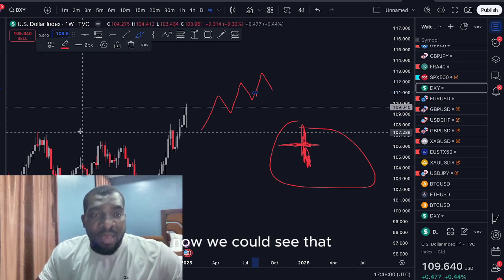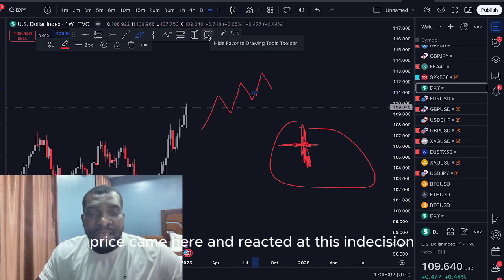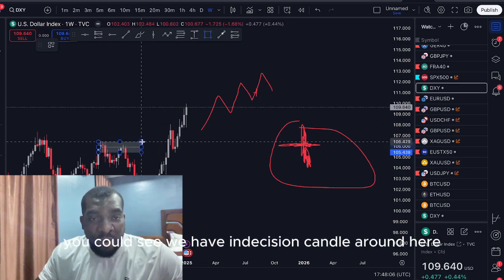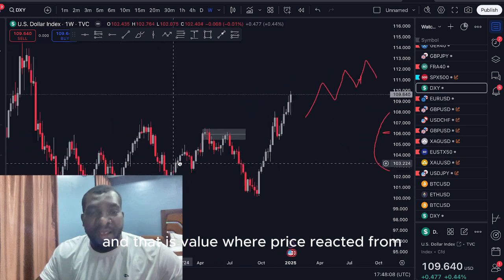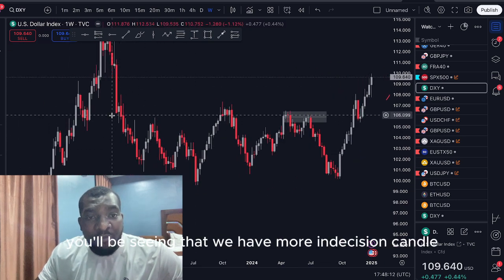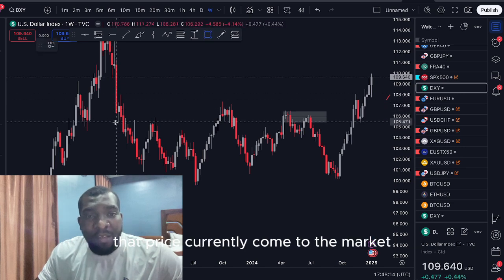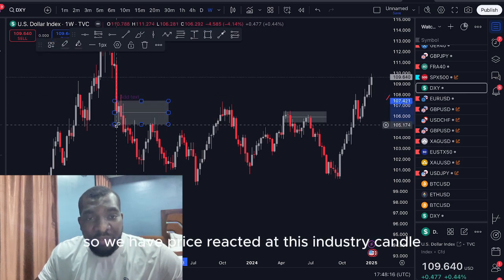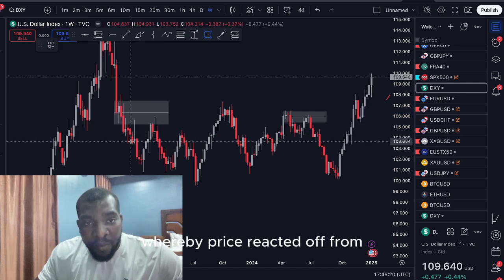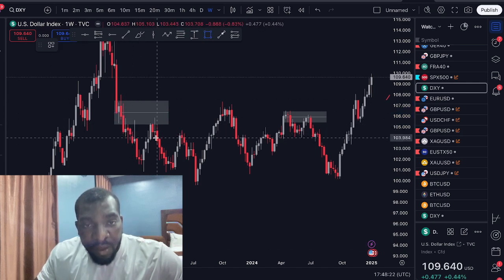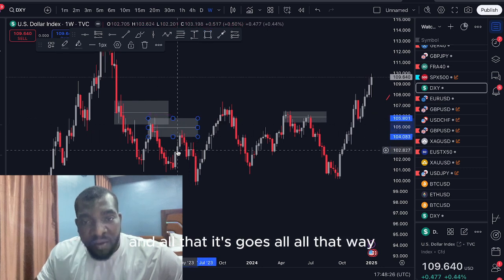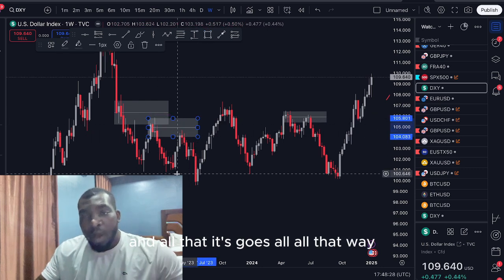We could see that price came here and reacted at this indecision candle around here. You could see we have an indecision candle around here, and that's exactly where price reacted from. If you still go down the market, you'll see that we have more indecision candles where price came to the market to react. Price reacted at this indecision candle around here. You could see another one here where price reacted off from. You see this one here, price reacted at this indecision candle, and all that. It goes all the way.